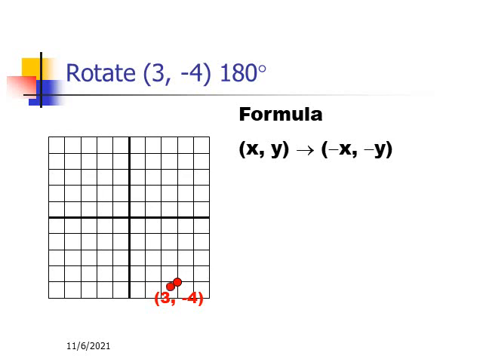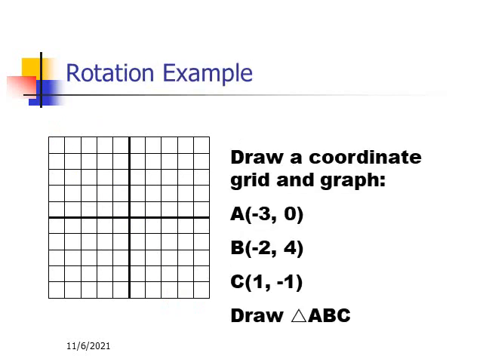Okay, so let's continue now. Yes, it's moved like that. Don't forget about 180. It's the same thing from counterclockwise or clockwise. So it's the same thing. So the point will move 180.